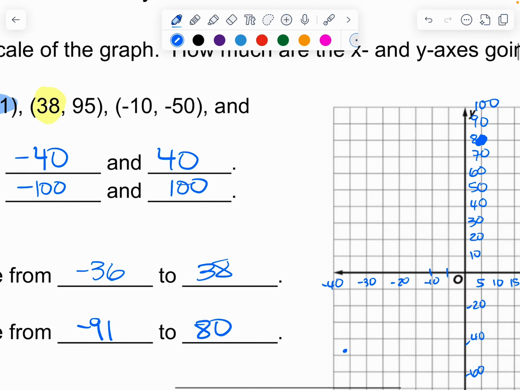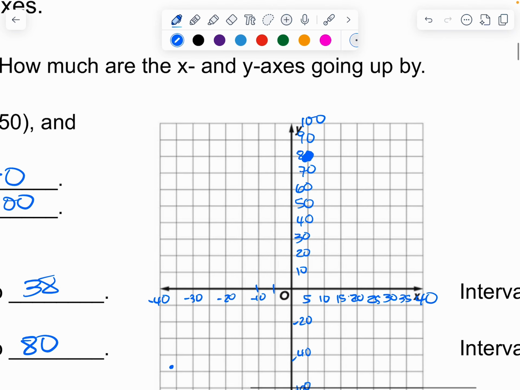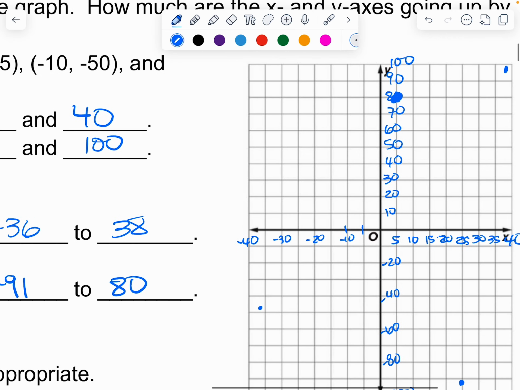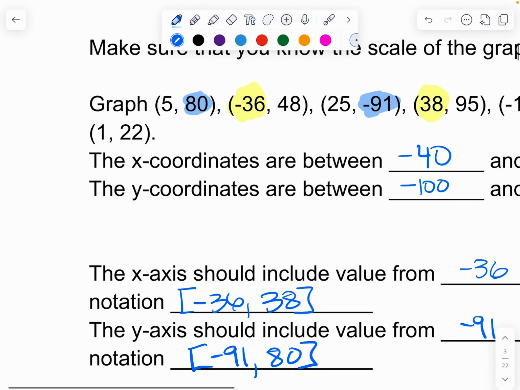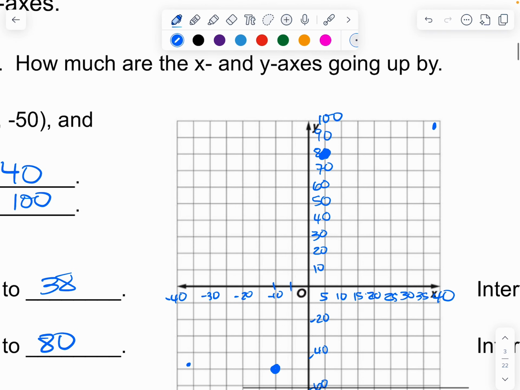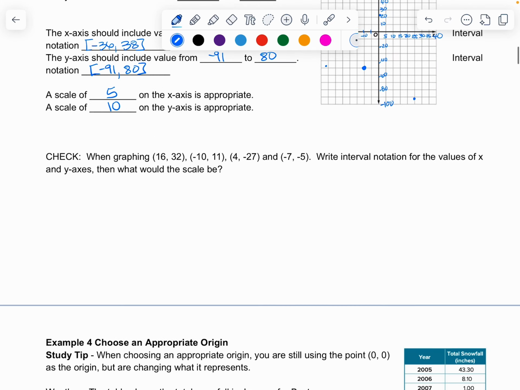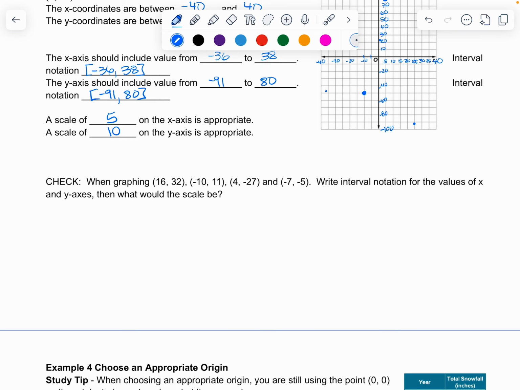Then we have 38, 95. So 38, close to 40. And 98, close to 100. Then negative 10, negative 50. So that one's easy. And 122, so somewhere about here. Okay? So here.